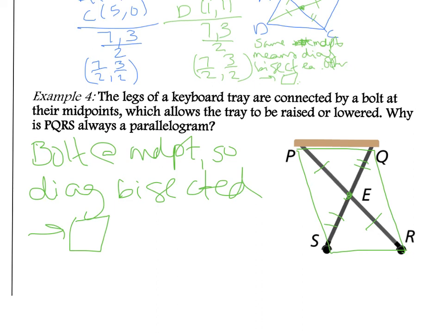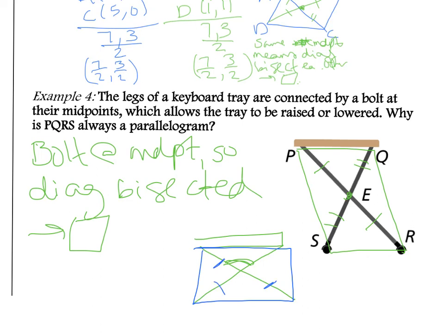And since that bolt is fixed at that midpoint, even if I lower this tray, which means I'm making this angle get bigger so that the tray gets lower to the ground, it's still the same concept because that bolt is still set at the midpoint. So no matter how much I raise or lower this, the diagonals are still going to be bisected, so it's still going to be a parallelogram up or down or all around.